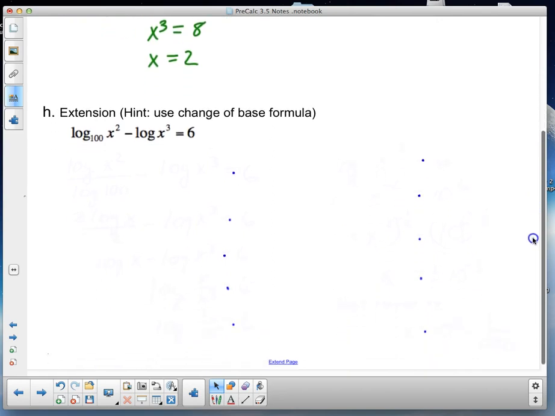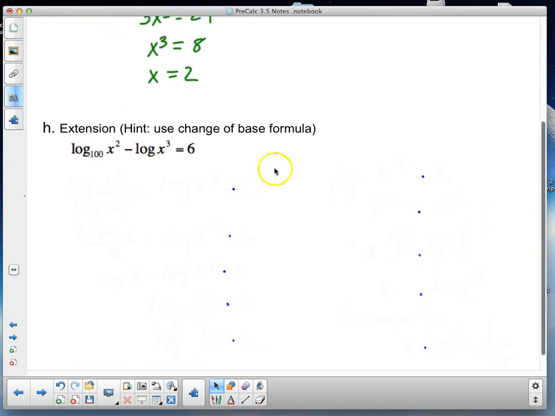And my last one, I'm going to use a change of base formula here. I've got this as 100, and this is 10. So I'm going to use base 10 on my change of base. So I'm going to have natural log of x squared over natural log of 100 minus log of x cubed equals 6. Okay, and that's where I'm at.